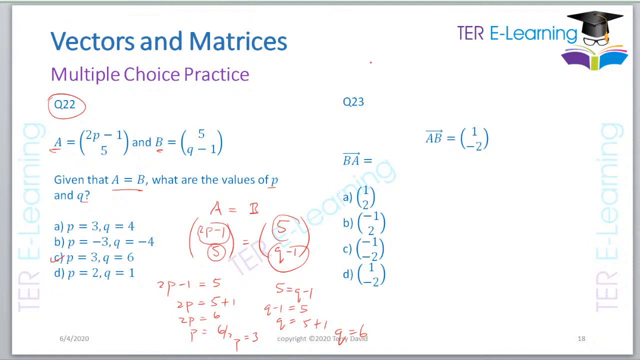Anyways, I have no time to take on that. Question 23, right? So we have a vector AB. AB is (1, -2). And I want to know what is the vector BA. So question 23.